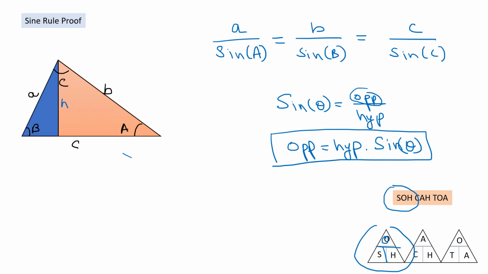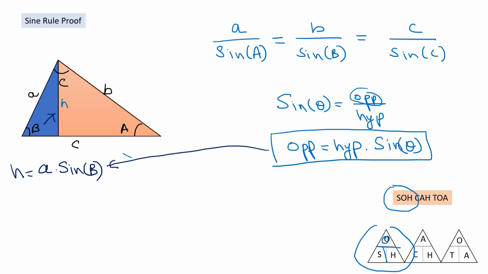So in the blue triangle, the opposite is h, right? And the hypotenuse is a. Therefore, we can write h equals a times sine B, right? This is coming from this formula, right?